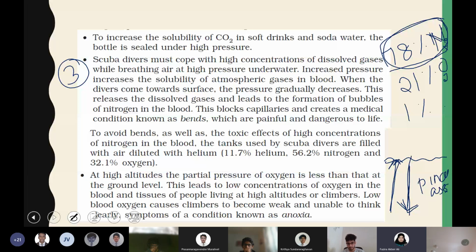So what happens? The dissolved nitrogen will start changing into the gaseous state. The solubility decreases when the pressure is decreasing.